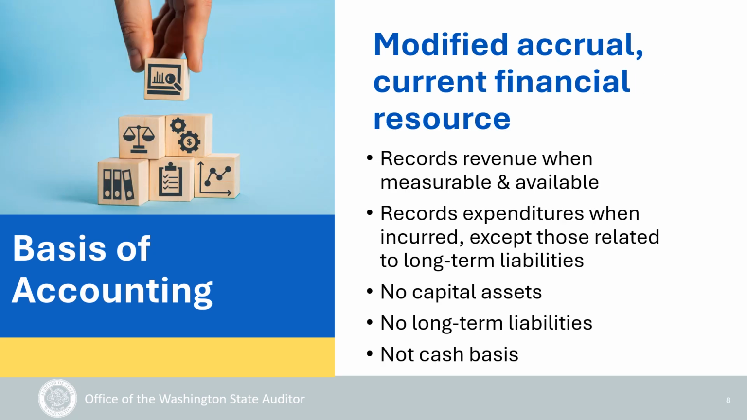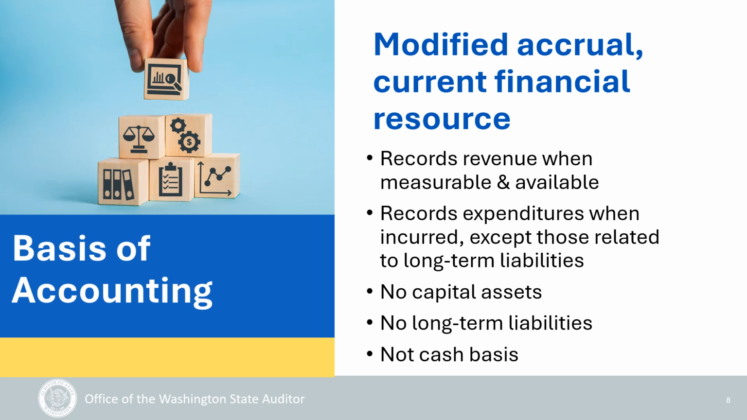On the other hand, we have modified accrual in the current financial resource measurement focus. Under modified accrual, revenues are recognized when measurable and available. Notice how this is different from full accrual, which recognizes a revenue when earned. We'll go over what measurable and available mean later.